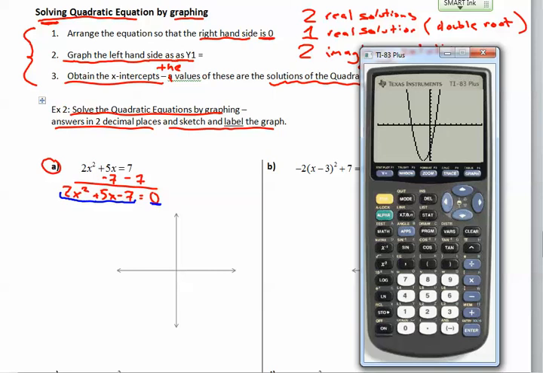So to calculate my x-intercepts, I go to second calc. I'm calculating my zeros because at these points, my y value is equal to 0. Need to be left bound in my first one. Need to be right bound in my first one. There I am. Hit enter. My first intercept is at x equals negative 3.5.